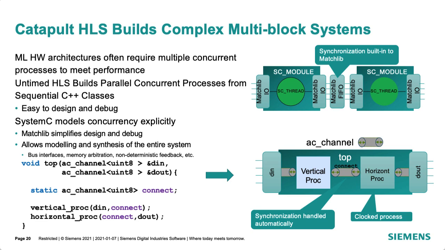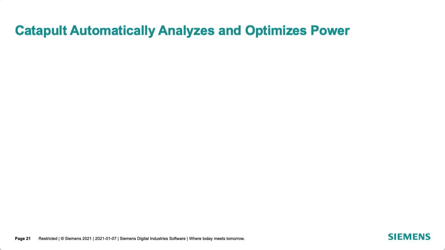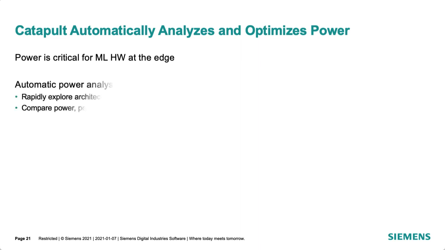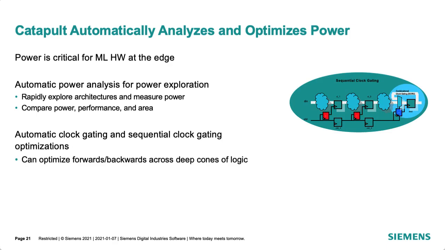Furthermore, SystemC allows modeling and synthesis of the entire system, including things like bus interfaces, memory arbitration, and non-deterministic feedback. Catapult also automatically analyzes and optimizes power. Power is critical for machine learning hardware at the edge. Catapult will automatically perform power analysis, allowing designers to not only explore performance and area, but it will also report on the power consumption for a given microarchitecture.